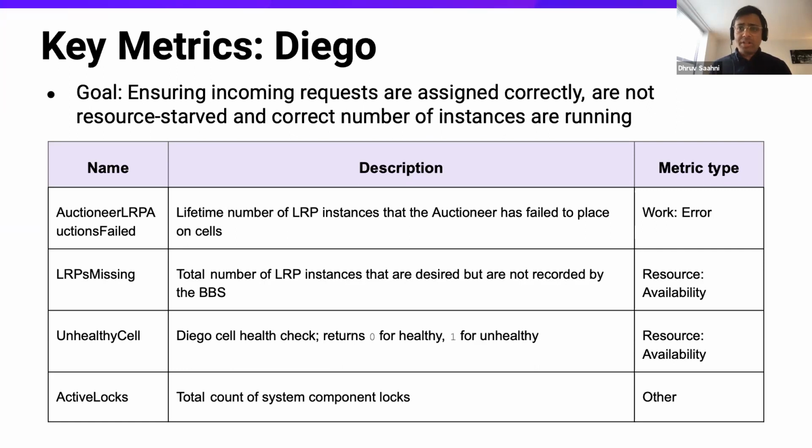Then lastly, for active locks, this is a metric that's emitted by a subcomponent known as Locket. Essentially, Locket is the service that ensures all the different locks are placed for the Cloud Foundry components so that they don't run into race conditions. Locket generally has about 4 active locks at a given time. So if you notice that the number of locks falls dramatically to something like 1 or even 0, that means something is definitely wrong, not only with Locket, but now you have to go downstream and see what kind of problems might have occurred because of the failed locks, right? So that's another one you want to absolutely keep an alert on.